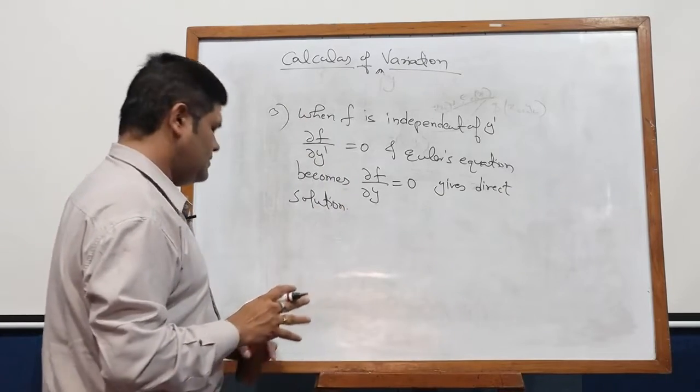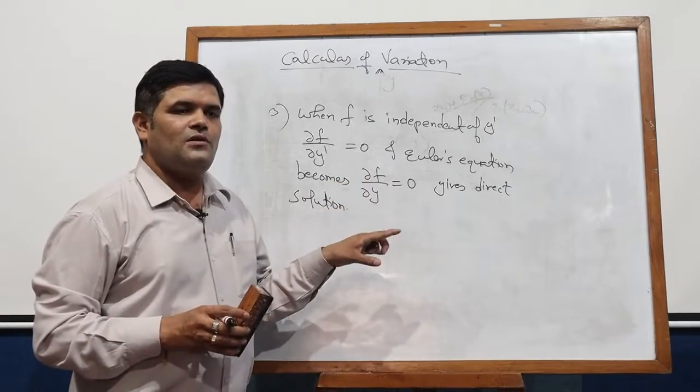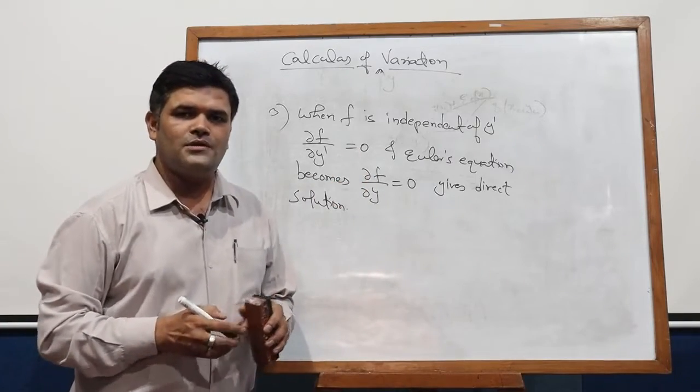So these are the different types of Euler's equation with which we can easily solve the functionals. Thank you so much. Thank you everyone.